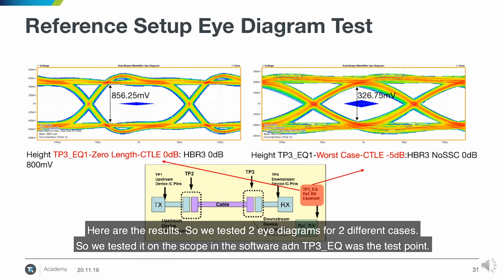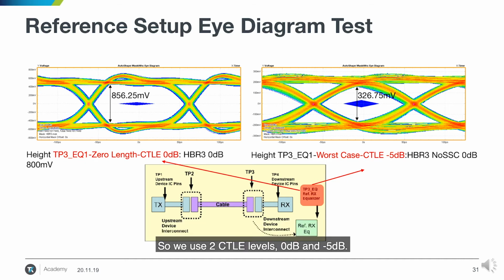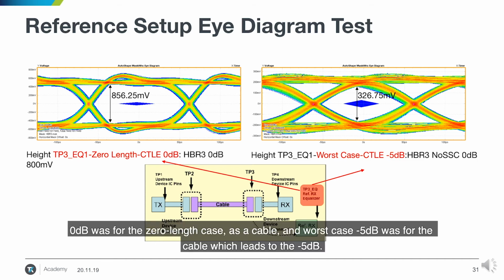Here are the results. We tested two eye diagrams for two different cases. We tested it on the scope in the software, and TP3 EQ was the test point that we used. We used two CTLE levels, 0 dB and -5 dB. 0 dB was for the zero length case as a cable, and worst case -5 dB was for the cable which leads to the -5 dB attenuation.